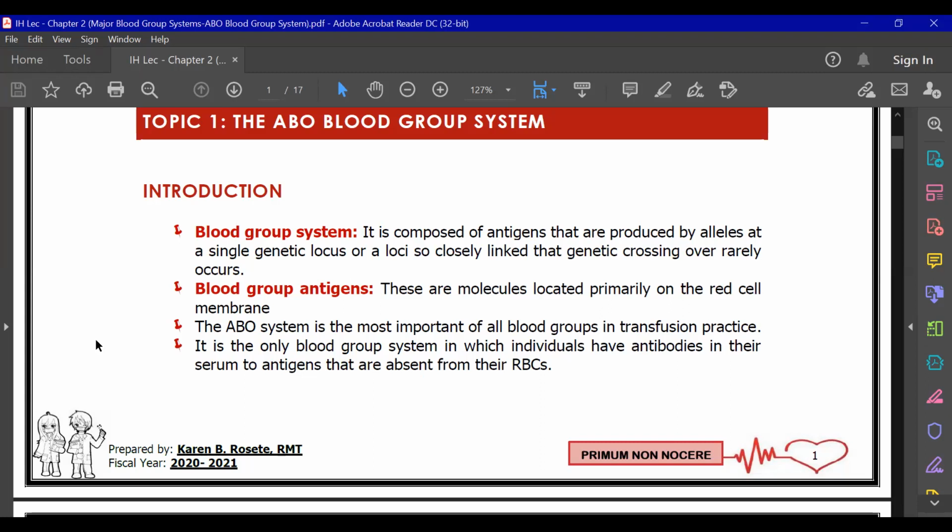The H blood group system has been assigned, I repeat, the ISBT number 018, and this blood group system has only one antigen, which is the H antigen, big letter H antigen. Nakuha?